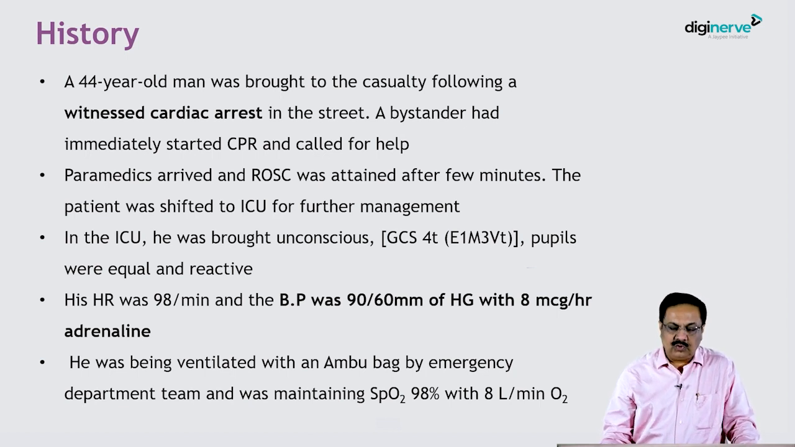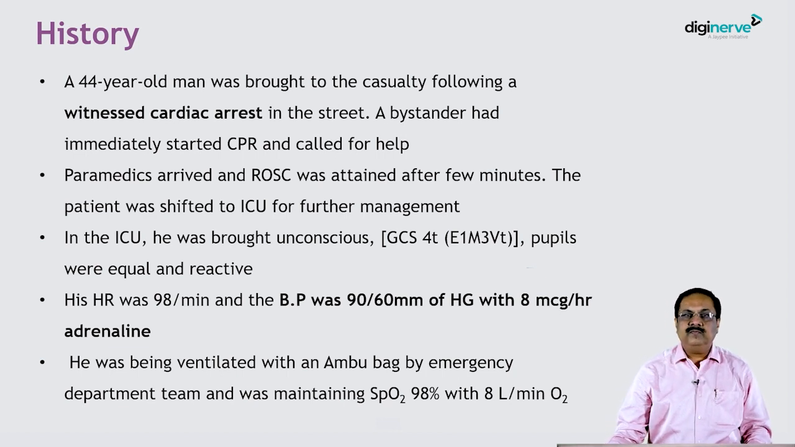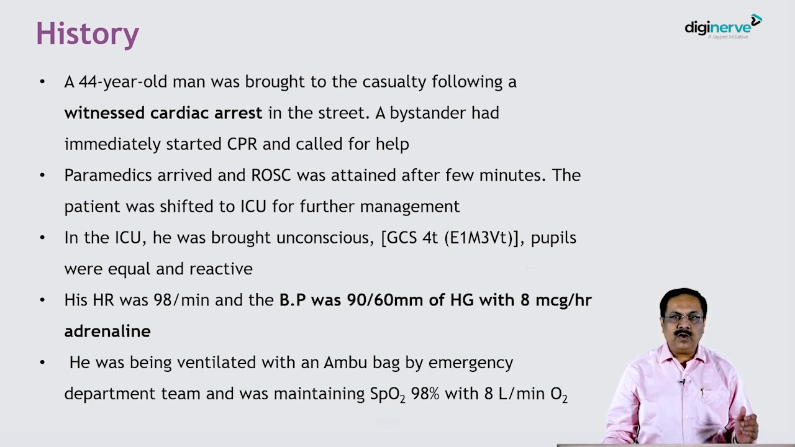His GCS was low. His blood pressure was 90 by 60 mmHg with the support of 8 microgram per hour adrenaline. He was being ventilated with an Ambu bag, later put on a ventilator. This is a typical scenario in which a patient had a post-cardiac arrest and, in due course, became brain dead. Now we are going to discuss the optimization of the donor.